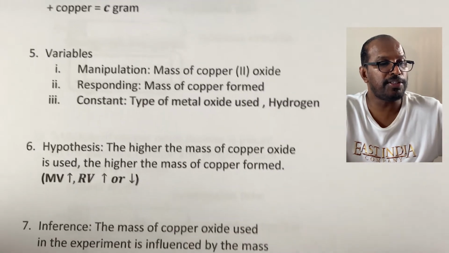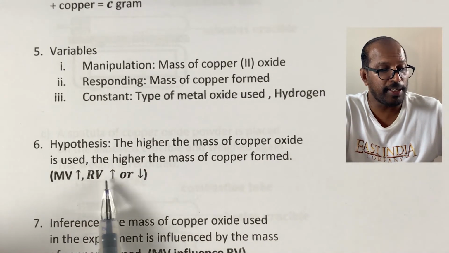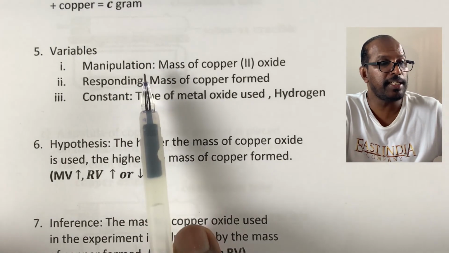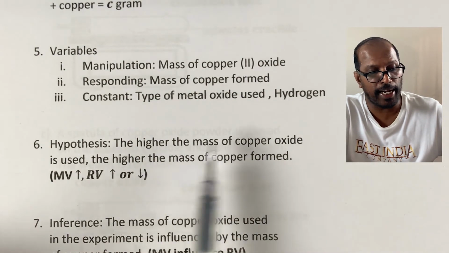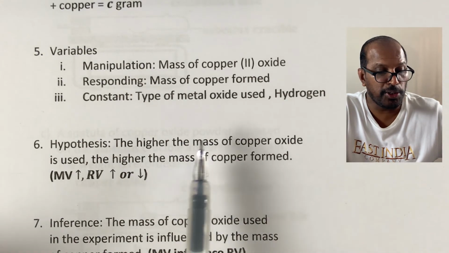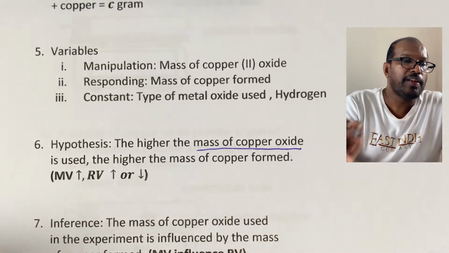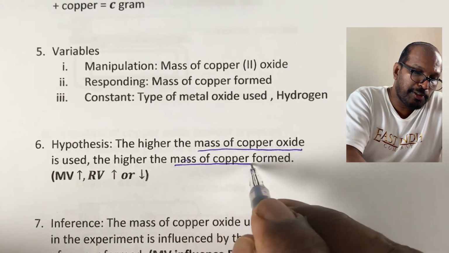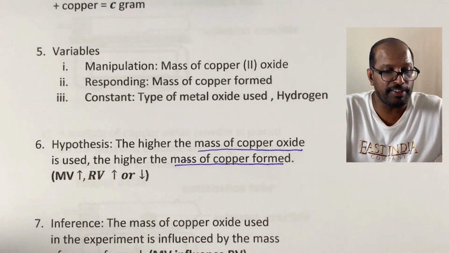Now, what is the hypothesis here? A hypothesis is practically written as: when the manipulated variable increases, the responding variable increases or decreases, according to your question. In this question, the manipulated variable is the mass of copper oxide. That means the higher the mass of copper oxide used, the higher the mass of copper formed. So this is the manipulated variable, and this will be the responding variable. These two are related, in increase and decrease.